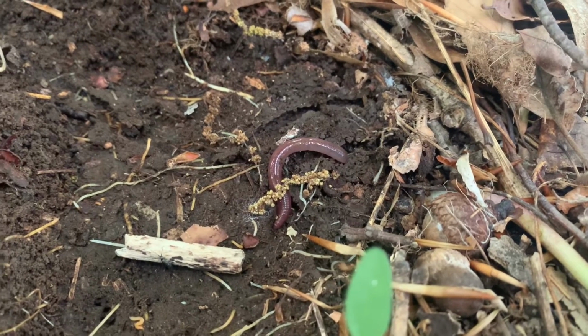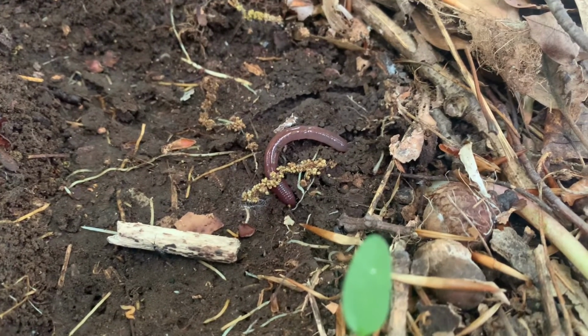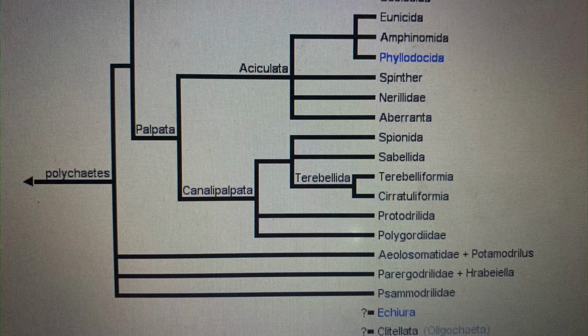Okay, so first up we have an earthworm. It's a eukaryotic species. Earthworms are part of the Animalia kingdom. Its phylum is the Annelida, its class is the Clitellata, its order is the Opisthophora, its family is the Lumbricidae, its genus is the Lumbricus, and finally its species is the Lumbricus terrestrius.